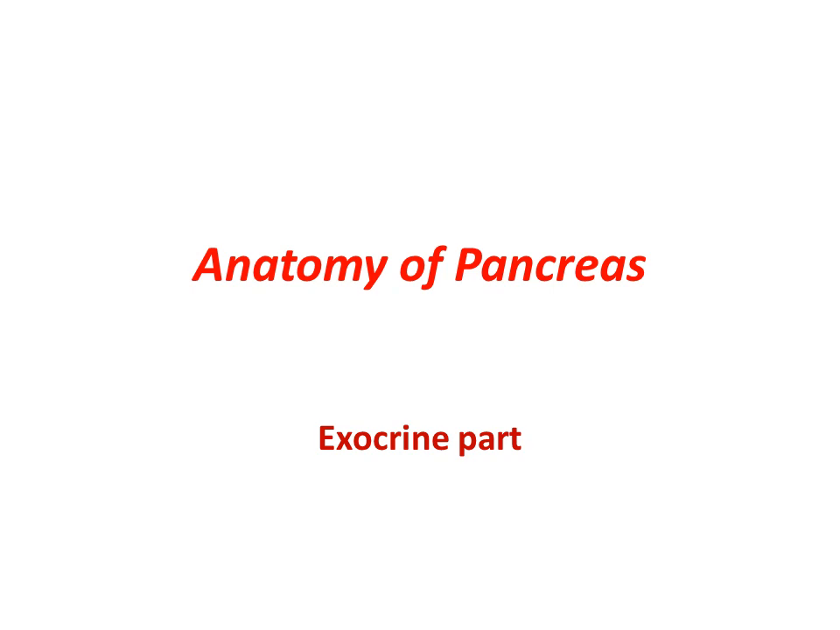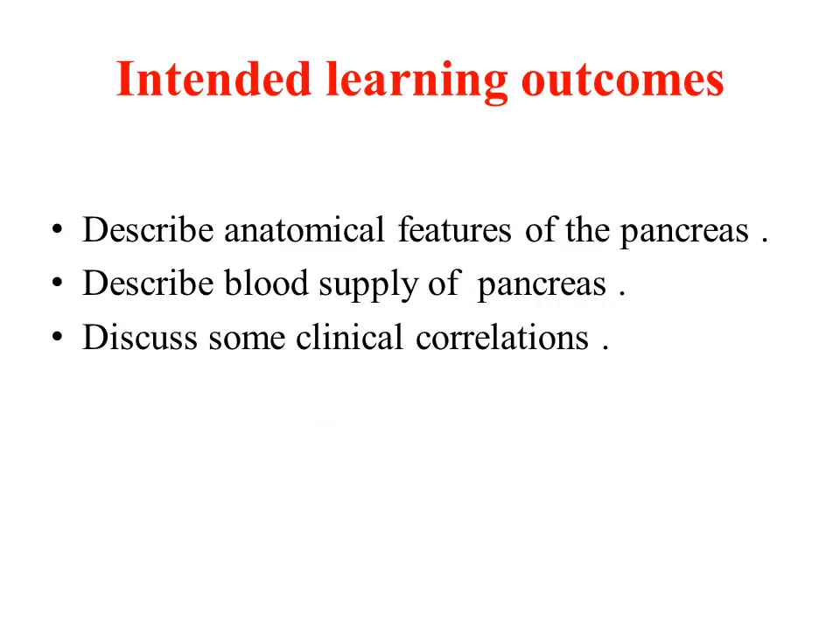Hello, this session will be about the anatomy of the pancreas, and this session is mainly about the accessory GIT organs like the pancreas, gallbladder, liver, and spleen. We will start this session with the exocrine part of the pancreas. By the end of this session, you will be able to describe anatomical features of the pancreas and describe the blood supply of the pancreas and discuss some clinical correlations.